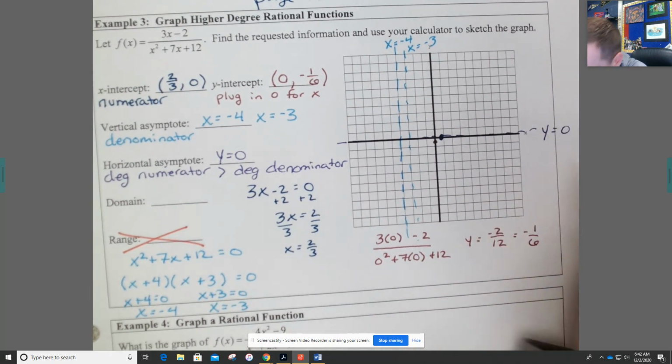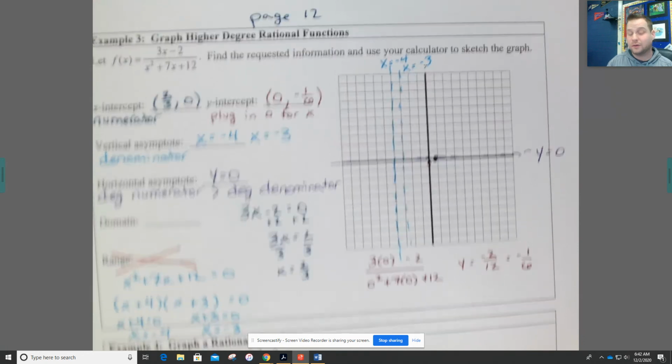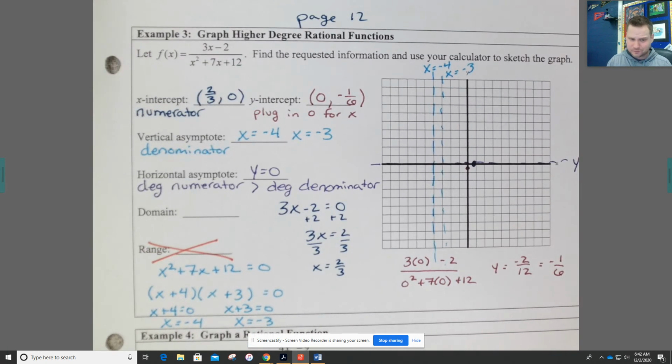Now, if you remember back to 4.1, I told you sometimes we come across these weird graphs where the horizontal asymptote, we actually have points on it.